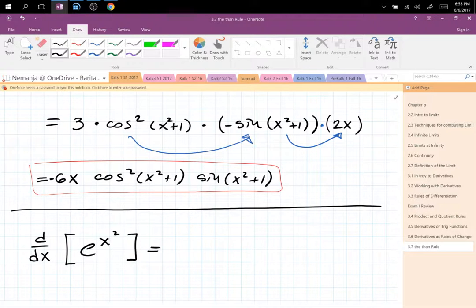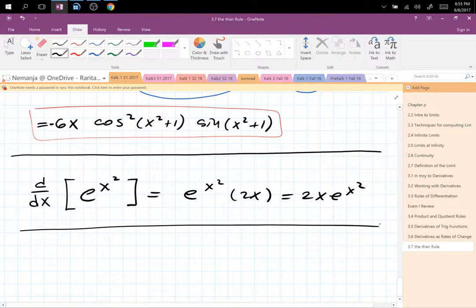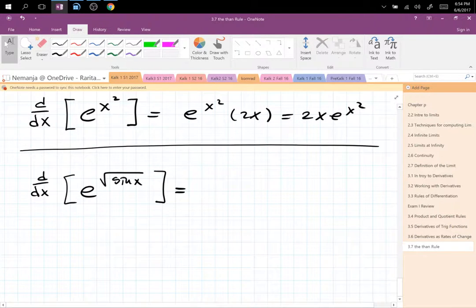What's the boss function? E to the x. So hopefully you have this within a few seconds. Let's go. Chain rule is just about working out 5,000 problems to get used to the chain.